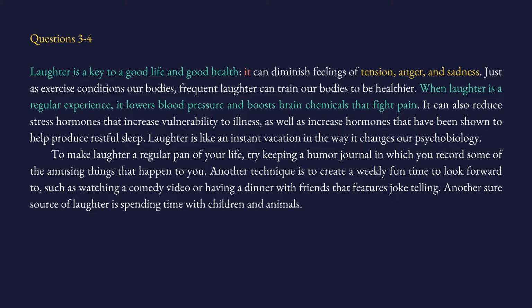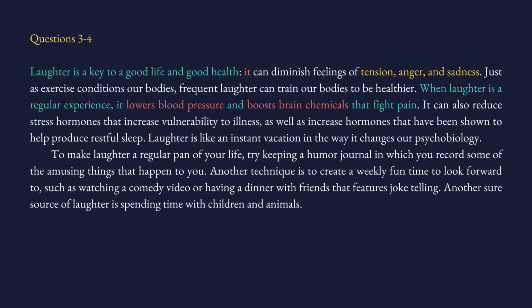Okay, another sentence I found here. The sentence before it says frequent laughter can train our bodies to be healthier. So it's making our bodies healthier. But how? This sentence does not help. So I go to the next sentence, which is here. When laughter is a regular experience, it lowers blood pressure and boosts brain chemicals that fight pain. So what does laughter do? First, it lowers blood pressure, and 2, it boosts, that is, it improves, it strengthens brain chemicals. What are those brain chemicals? Those brain chemicals fight pain.